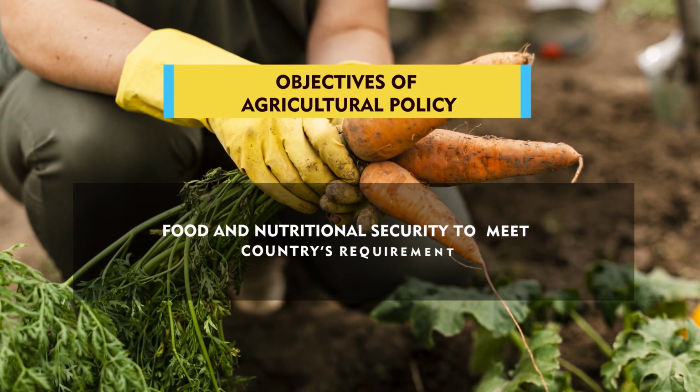Then another objective of the agriculture sector is to provide food and nutritional security to meet the country's food grain and nutritional requirement. We have 130 crore people in the country and we need to provide them food grain, and not only food grain, we need to provide a balanced diet. We need to provide them calories, protein, and minerals. So everything should be provided.